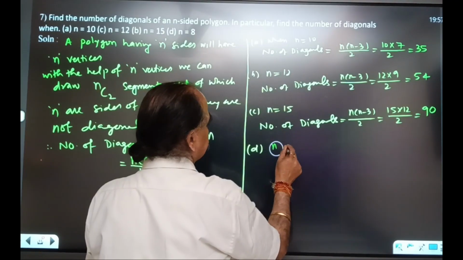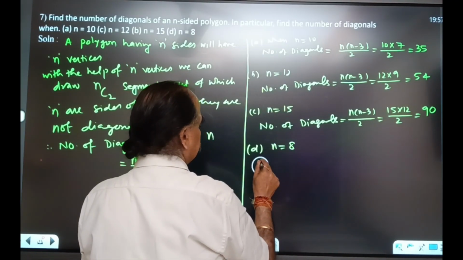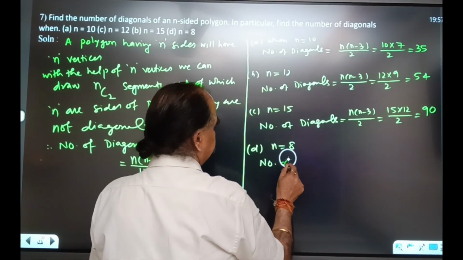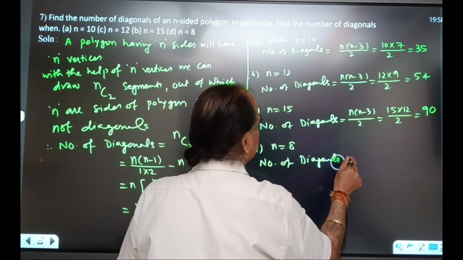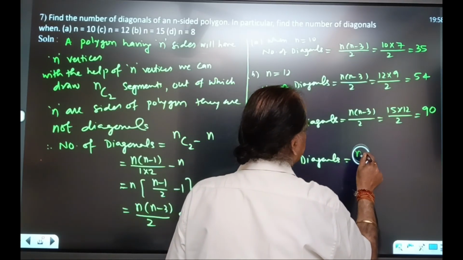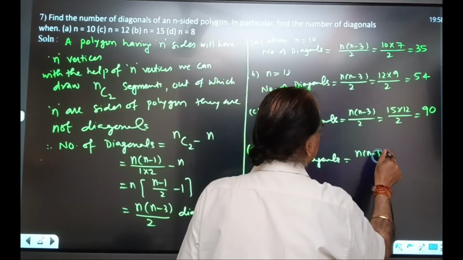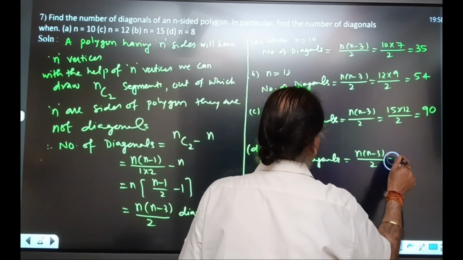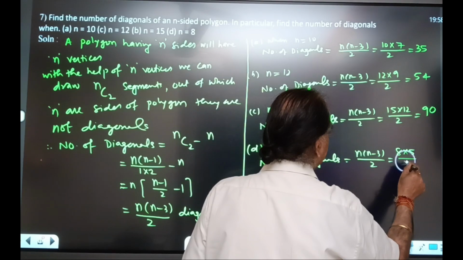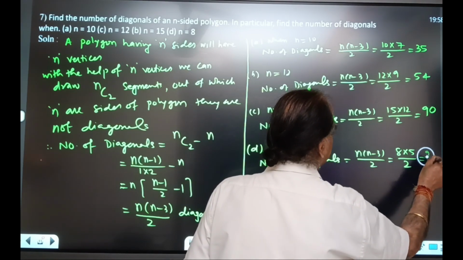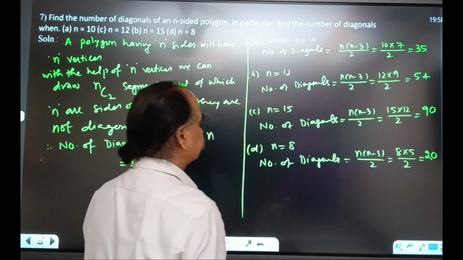Now n is 8. The number of diagonals will be n into n minus 3 upon 2, 8 into 5 upon 2, which is 20 diagonals.